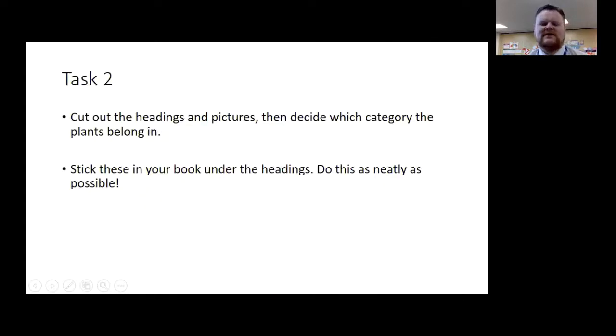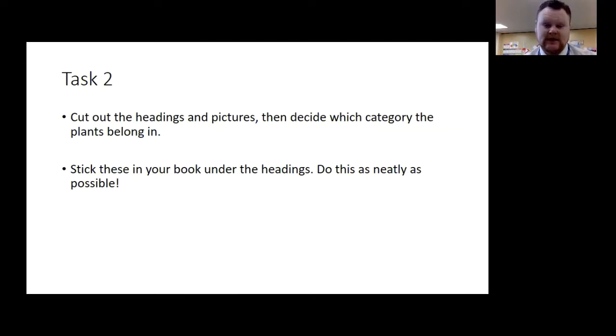Okay, so your task then. In your pack, you will find pictures of different living things, different plants, and they will belong in the categories which you've got as your headings. These are all in your packs. So these are the pictures, one page of the pictures, and you have a number of pages of pictures, and you also have the headings as well. What I would like you to do in your book is cut out the headings and the pictures, and then decide which category that those plants belong in. You can stick them in your book under the headings.